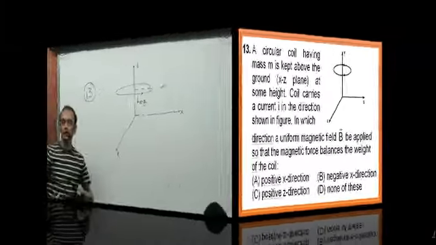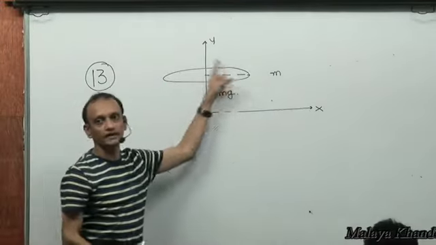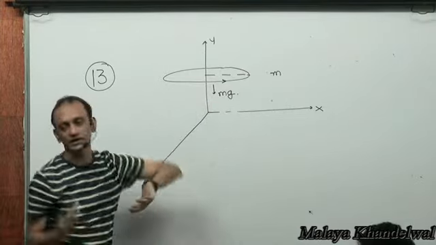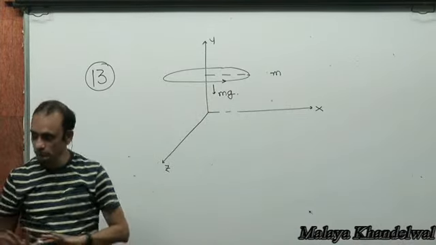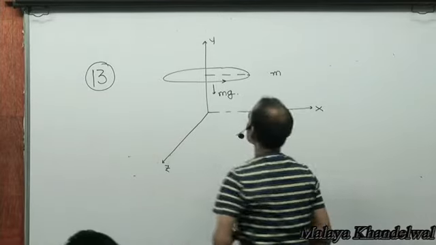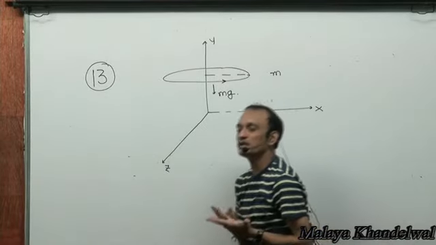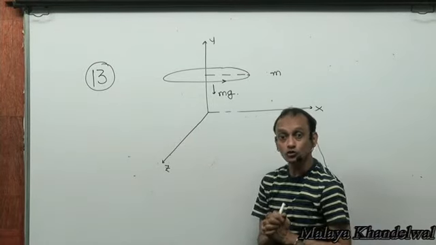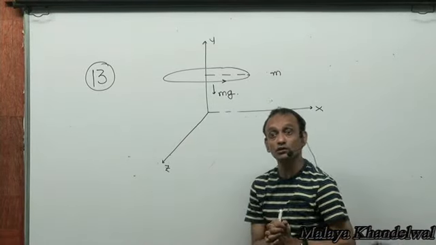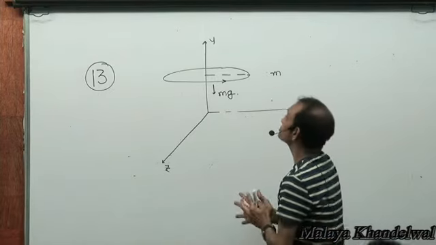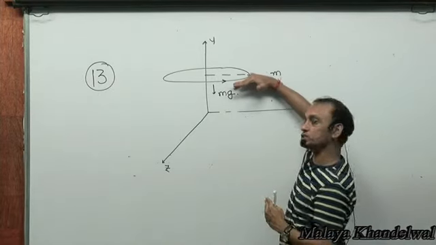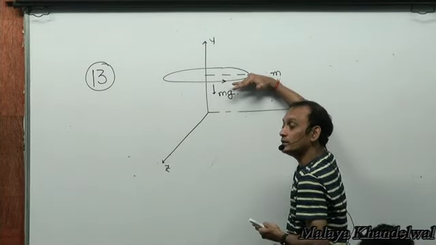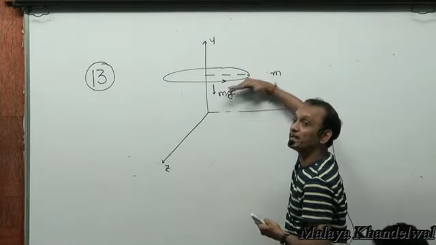So the next problem is about a current carrying loop. This is a current carrying loop of mass m. This is the vertical direction, the y direction, let's say, belongs to gravity. And now I want to be able to apply in this region a uniform magnetic field so that this fellow levitates. The force because of the magnetic field is balanced by the weight.